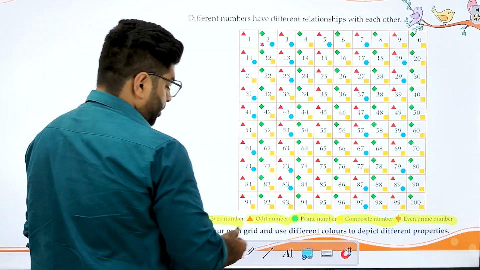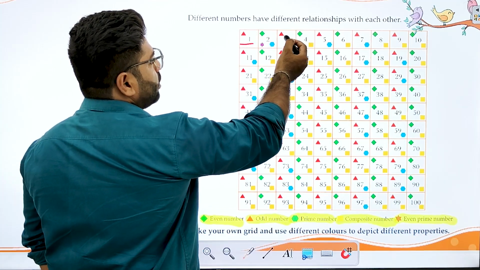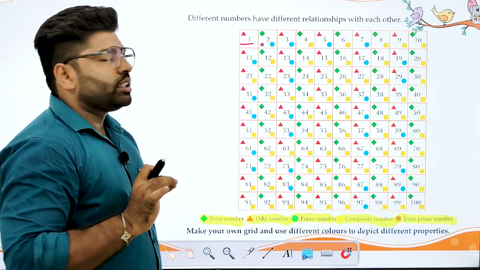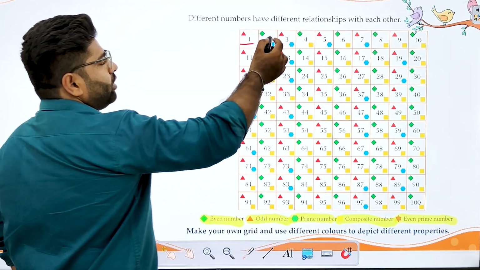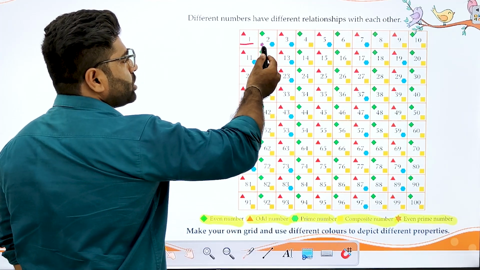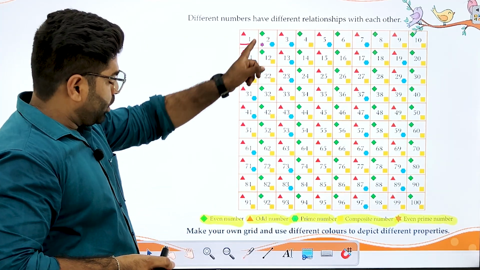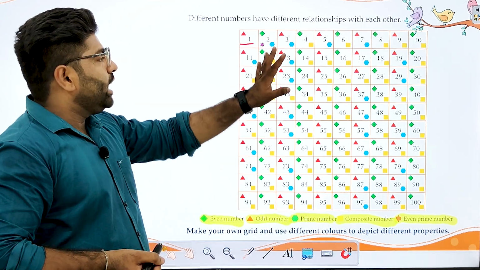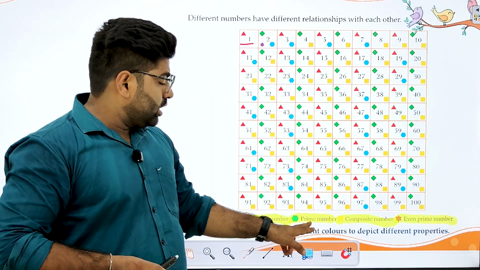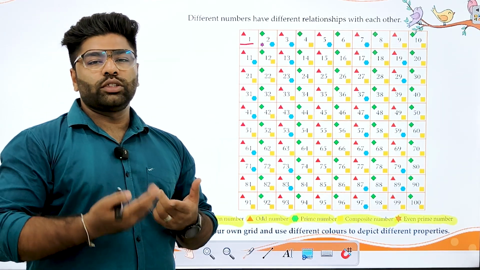First we have odd numbers. So 1 has a triangle, 3 has a triangle, 5 has a triangle. These are the odd numbers. And if we talk about 2, we have 3 symbols: green rhombus, star, and blue hexagon. So number 2 is our even prime number, that is an even number and also a prime number. So this table represents which number is what.